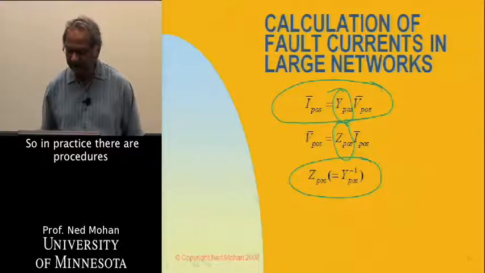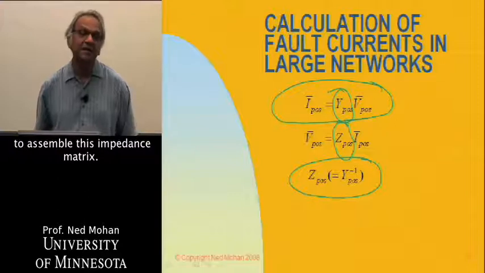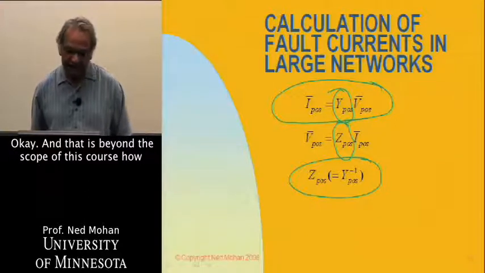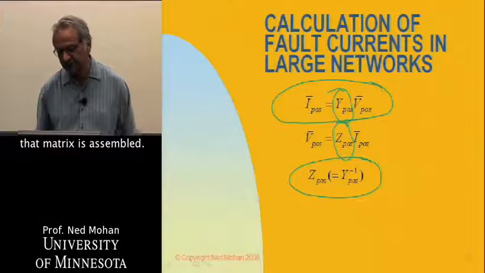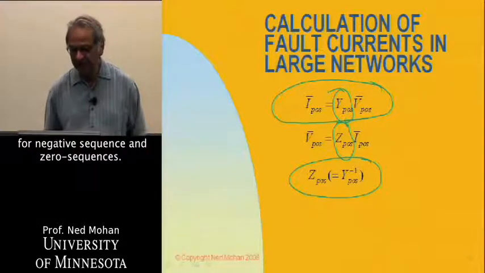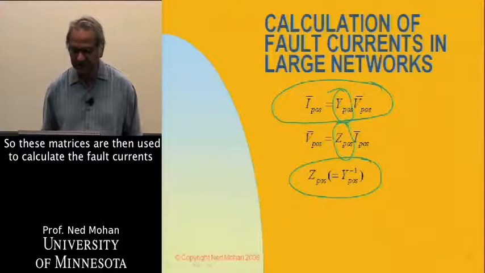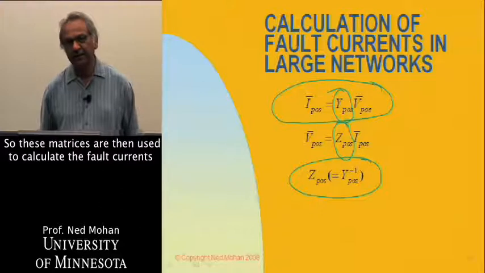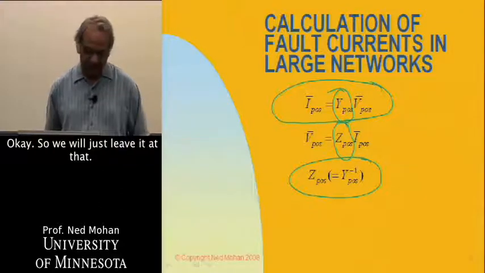So in practice, there are procedures to assemble this impedance matrix, and how that matrix is assembled is beyond the scope of this course. But if you can do this for positive sequence, we can also do it for negative sequence and zero sequence. These matrices are then used to calculate the fault currents in very large networks. So we'll just leave it at that.